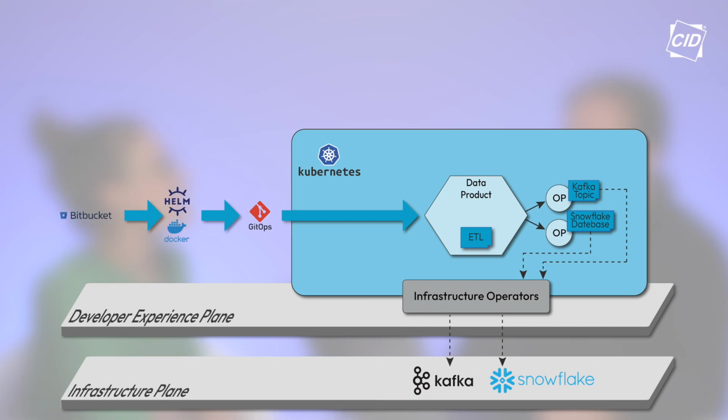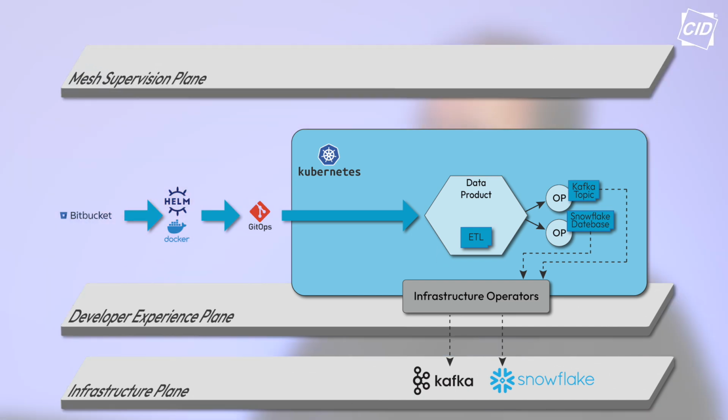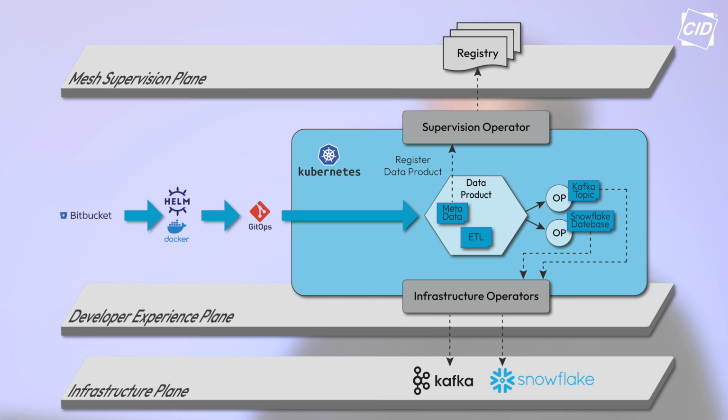And so how can data products be found and also connected to each other? To make data products discoverable and to allow them to connect to each other, and also to ensure global standards of governance, there is a third plane called the Mesh Supervision plane. The Mesh Supervision plane keeps a central registry of data products across all departments. Further Kubernetes API extensions in the developer experience plane are used to equip each data product with metadata that is automatically registered in the mesh supervision plane.